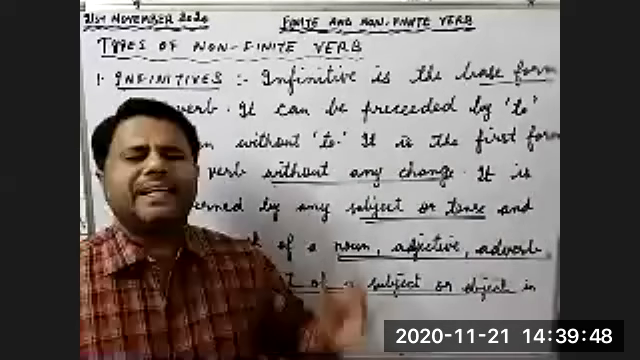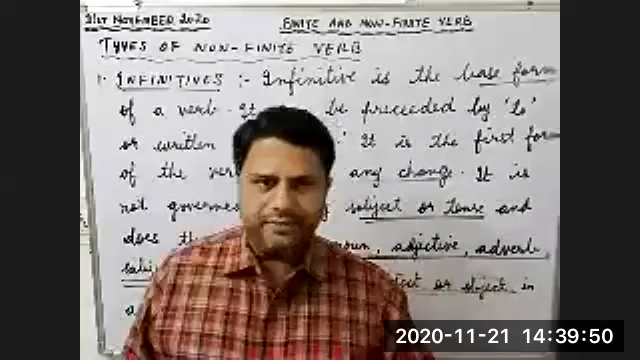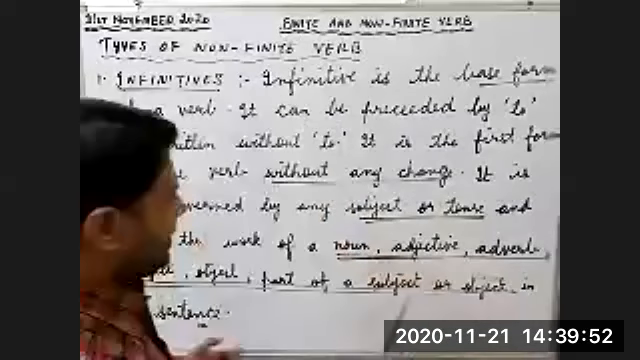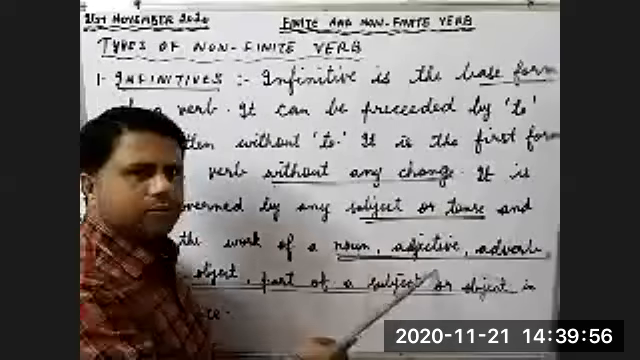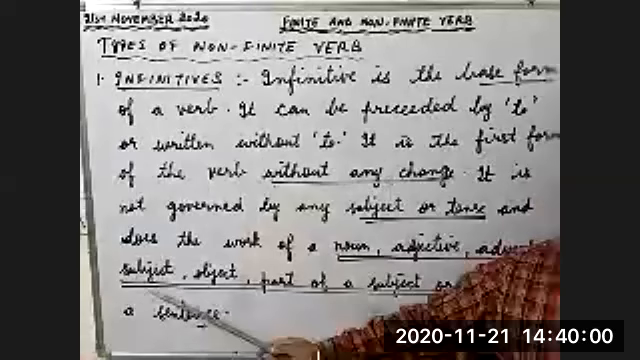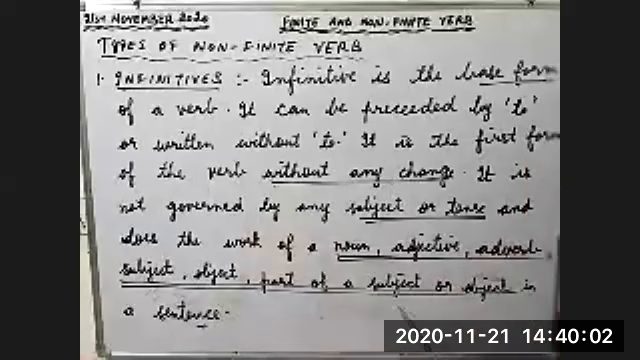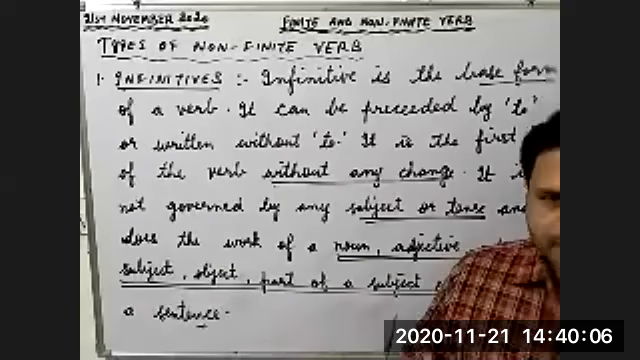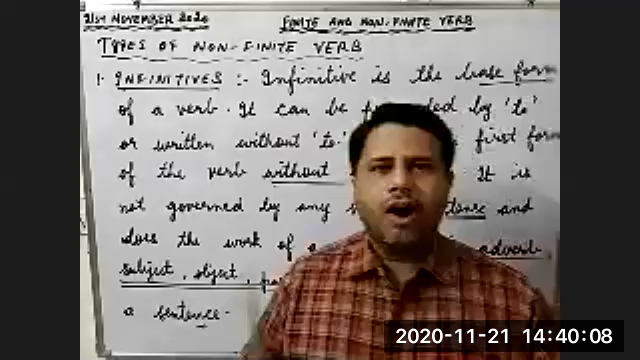Children, this is the definition of infinitive. Look at these things. It is not used as verb. It can be used as noun. It can be used as adjective. It can be used as adverb. It can be used as subject, object, part of a subject or object in a sentence. But it will not be used as verb.